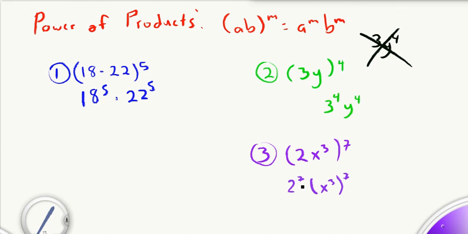And so now we just have to simplify each one of those things individually. 2 to the 7th is just 2 to the 7th. And then when we have a power raised to another power, we multiply. So our final answer would be 2 to the 7th, x to the 21st. And that's it.